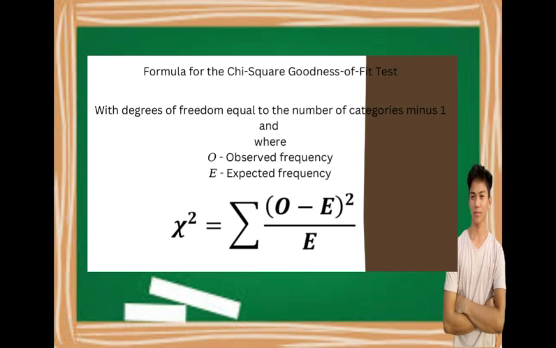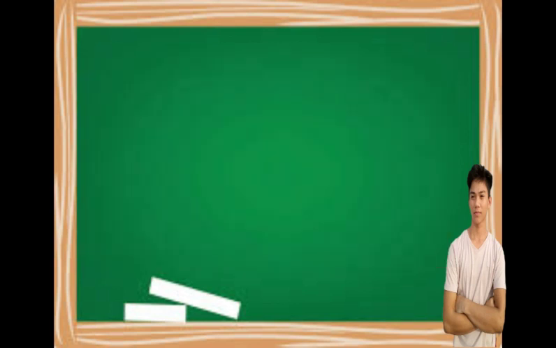So here's the formula for the chi-square goodness of fit test. This formula is also used in the other tests mentioned a few moments ago. The degrees of freedom equal the number of categories minus 1, where O is the observed frequency and E is the expected frequency. The formula is chi-squared equals the summation of the observed value minus the expected value, squared, over the expected value. So in order for us to understand how the goodness of fit test formula is applied, we will answer a sample problem that includes the solution and the steps on how to solve using Pearson's formula.